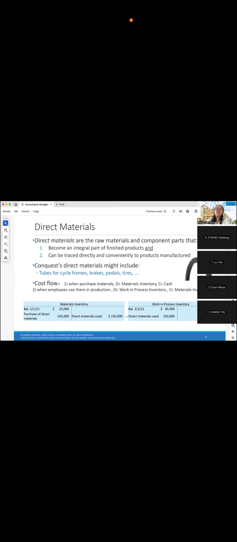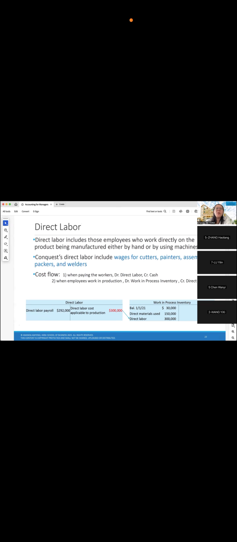Now, on the balance sheet, of course, we would show the breakdown of inventory. Materials inventory is one line item, WIP inventory is one line item, and finished goods inventory would be another line item. In terms of direct labor, these are labor that includes those who work directly on the products being manufactured, either by hand or using machines.